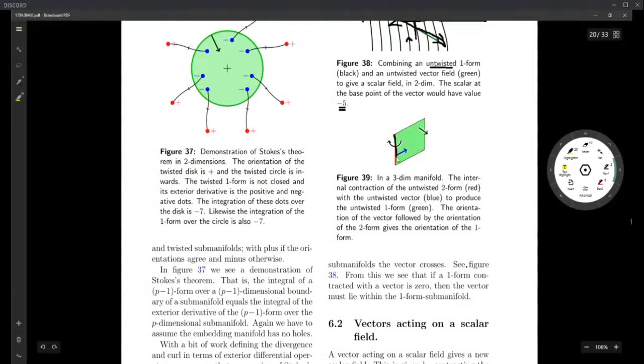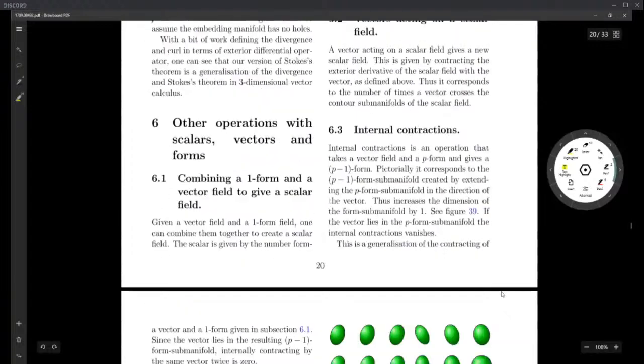Interior contractions, again, is another simple concept. Let's take this line here, an untwisted 2 form, and this vector, blue. Essentially, visually, what is happening here is we are just extending this way, providing infinite lines, and that produces this green untwisted one form. Then we see, as Sundaram was talking about, the concatenation of orientations. This is going this way and the vector is going this way, so essentially it becomes like this.